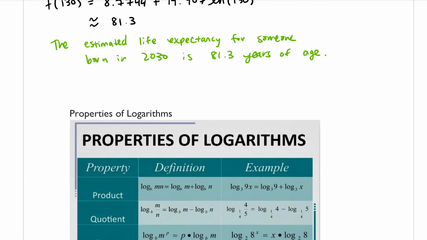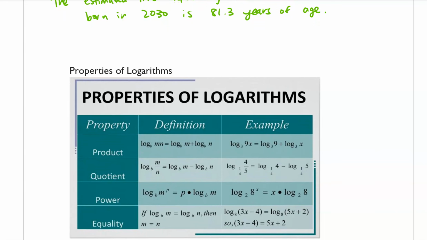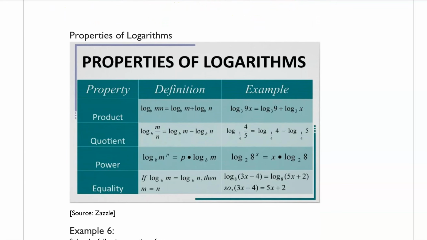All right, so let's talk about properties of logarithms now. I have taken this neat little graphic to talk about 4 properties of logarithms. There is the product rule, the quotient rule, the power rule, and the property of equality. Go ahead and look at those and then look at the examples to the right. For example, here we have log base 3 of 9x. And what we can do is split that into 2 different logarithms.